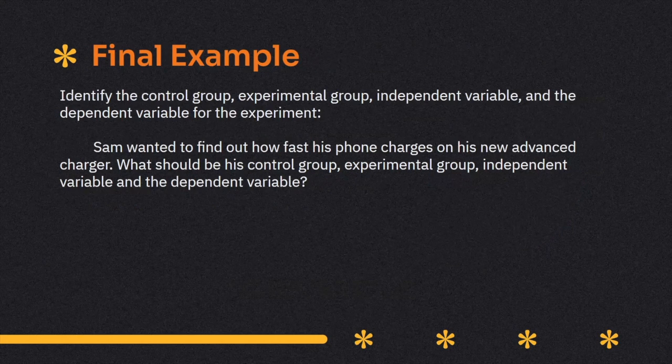Let's go through this step by step. His control group should be when the phone charges with the normal charger, and the experimental group should be when he charges his phone with the new advanced charger. His independent variable should be time, and the dependent variable should be how fast the phone charges, because as time increases, the level of how fast the phone charges also increases.